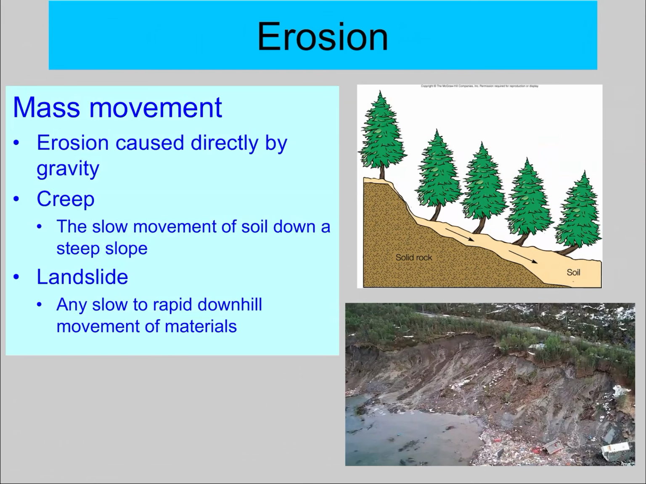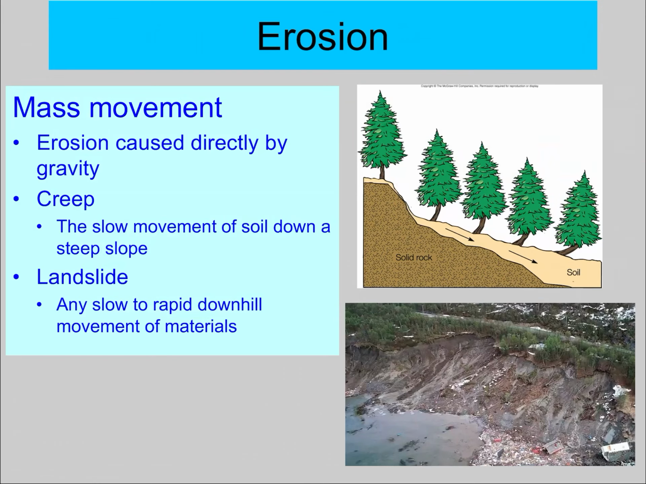So now we're going to talk about erosion. Erosion is really mass movement, and we have different types of mass movement caused by gravity. Remember, gravity is always bringing us down from a place of high to a place of low. So creep is going to be the slow movement of soil down a steep slope. For example, this tree might be over time slowly moved down from its higher point to its lower point.